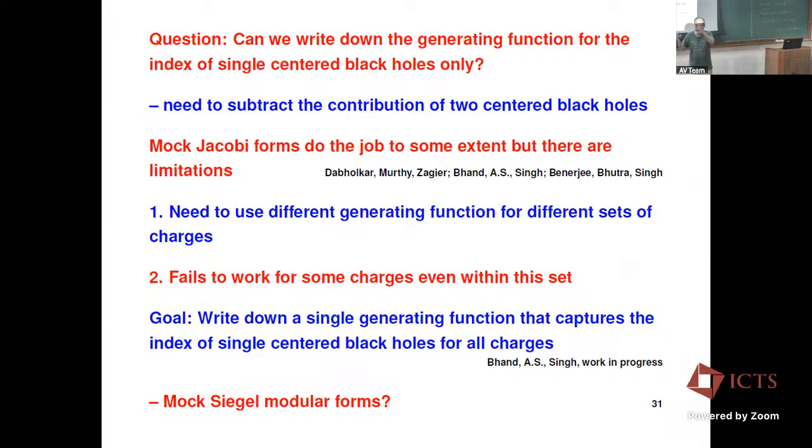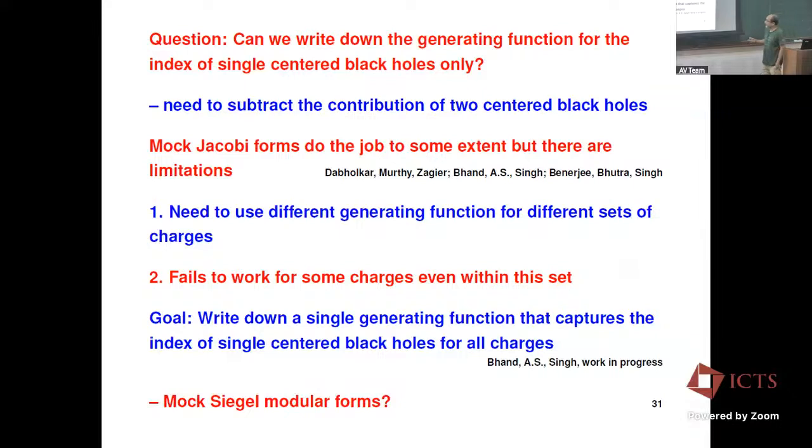There are various kinds of two-centered black holes. But we know precisely how much they contribute. One way we know is that we know how much the degeneracy jumps as you cross the wall, because that's the residue at the pole. So one can ask, is it possible to subtract off the contribution from the two-centered black holes and define a generating function of the index of single-centered black holes only?